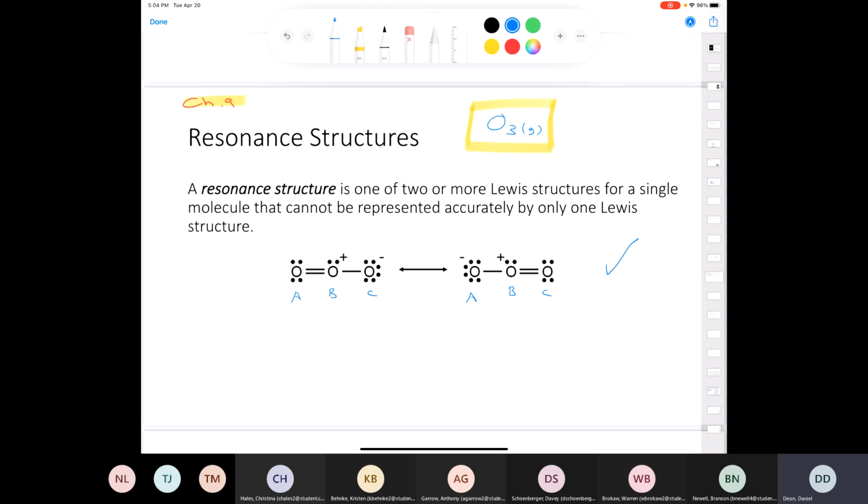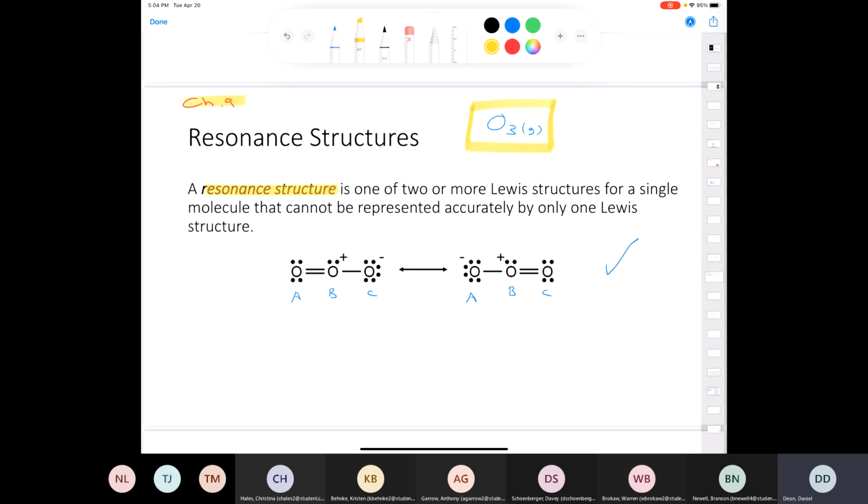However, it shows us a limitation with Lewis structures, doesn't it? It shows us that we could run into a situation like the one we have here with ozone, where one Lewis structure is not adequate to actually describe the molecule. And so these two structures are called resonance structures. It says here that a resonance structure is one of two or more Lewis structures for a single molecule that can't be represented by only one Lewis structure. So we run into many molecules that we can simply not represent with just one Lewis structure. We have to draw two or more resonance structures.